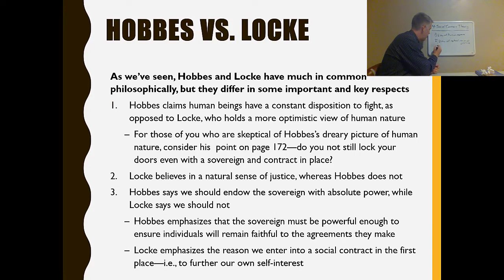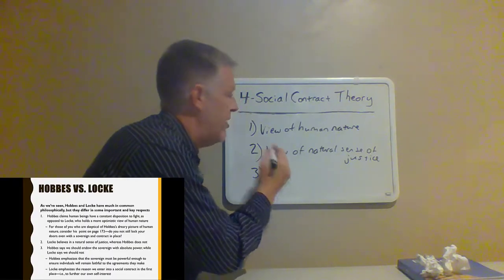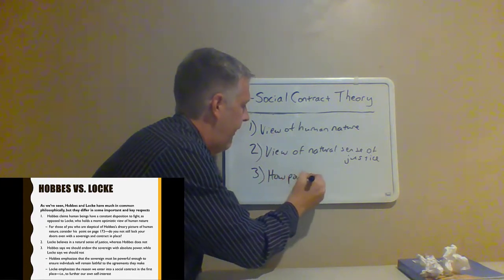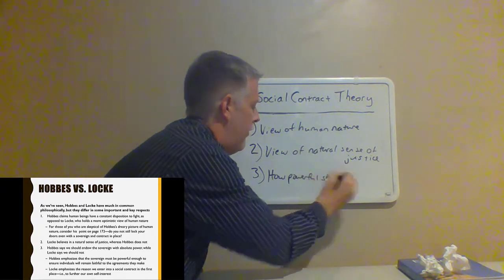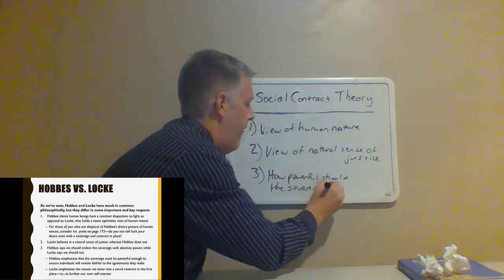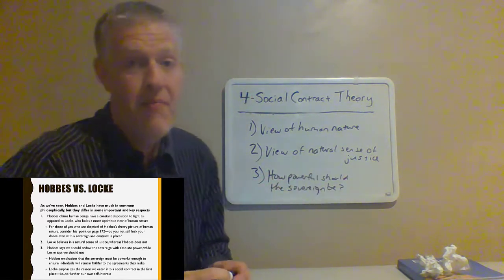And then the third major difference, and we got done highlighting this with the initial and continued consent point. But their view of government, and how powerful we ought to make the sovereign. Okay, Hobbes has this view that the sovereign ought to be all powerful, if you will. So let's say the difference, how to generally capture it, is how powerful should the sovereign be, or the government, right? For Hobbes, better be all powerful.